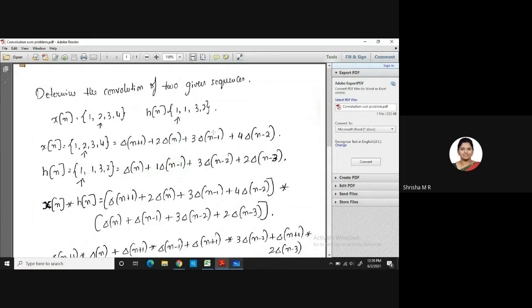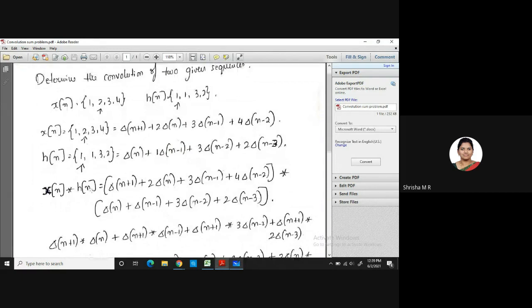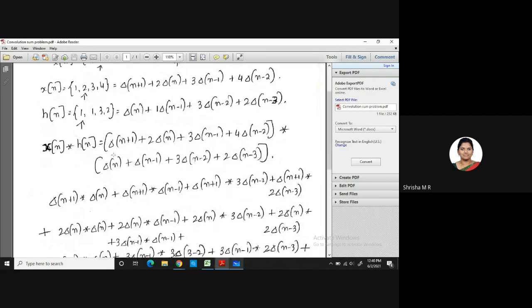Okay. So now we can write x of n and h of n as a shifted version of impulse responses along with our amplitudes. Okay. So let us try to convolve these two. x of n convolved with h of n would be delta of n plus 1 plus 2 times delta n plus 3 times delta n minus 1 plus 4 times delta n minus 2, convolved with delta n plus delta n minus 1 plus 3 times delta n minus 2 plus 2 times delta n minus 3. Okay, now you try to multiply each term with the other one.